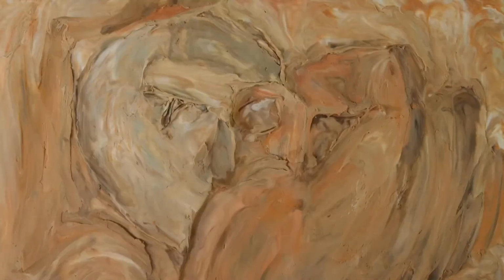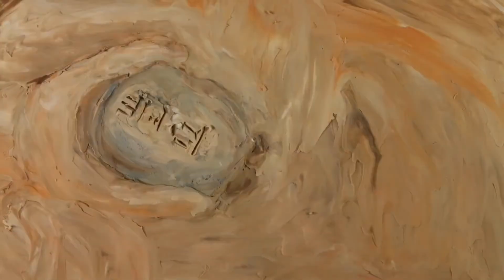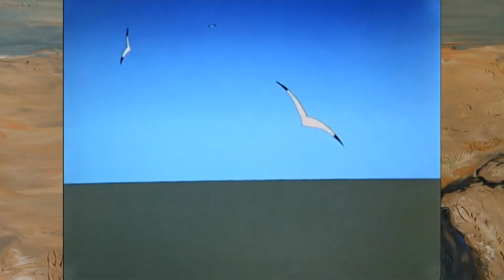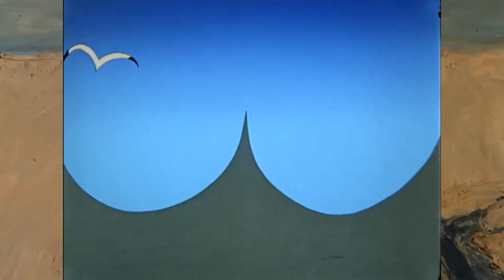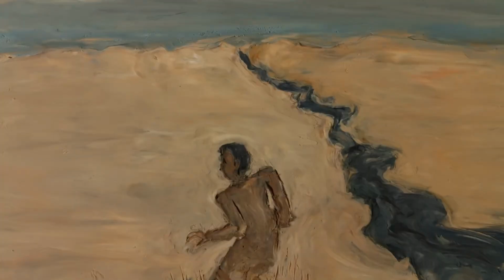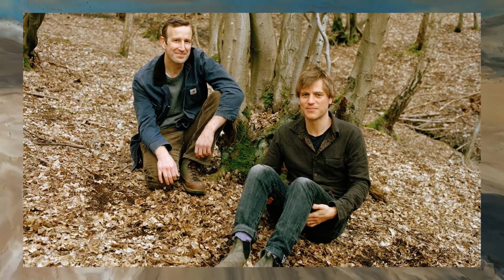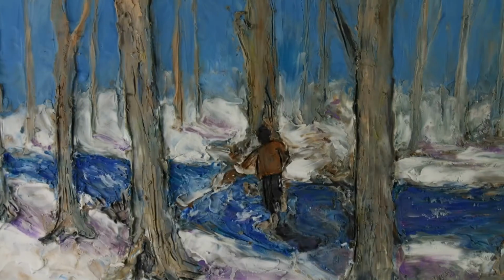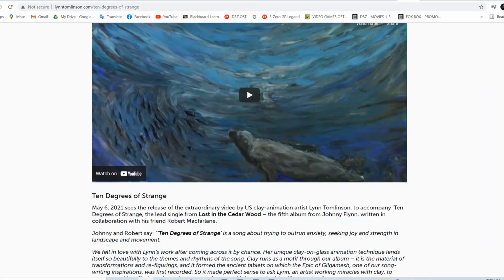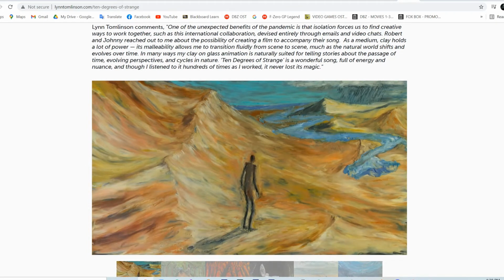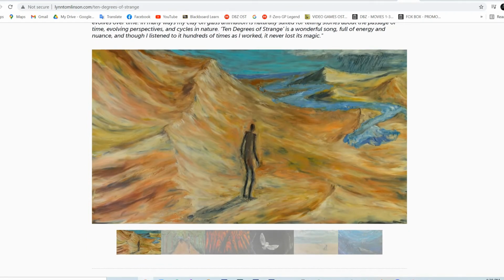So the next short we're looking into is actually a music video. This one actually animated by talented animator Lynn Tomlinson, a woman of legend. But let me compare this to the same way that Time Out, or is also animated and orchestrated, for lack of a better term. So this song is by Jay Flynn and Robert McFarlane, who collaborated with Tomlinson during the COVID-19 pandemic. And just like Tomlinson said in the article that I had to read about this video, 10 Degrees of Strange, the COVID-19 pandemic gave a lot of us an opportunity to experiment with our creativity.